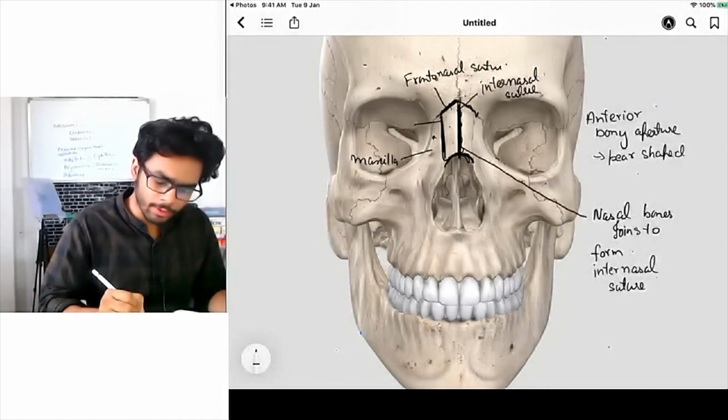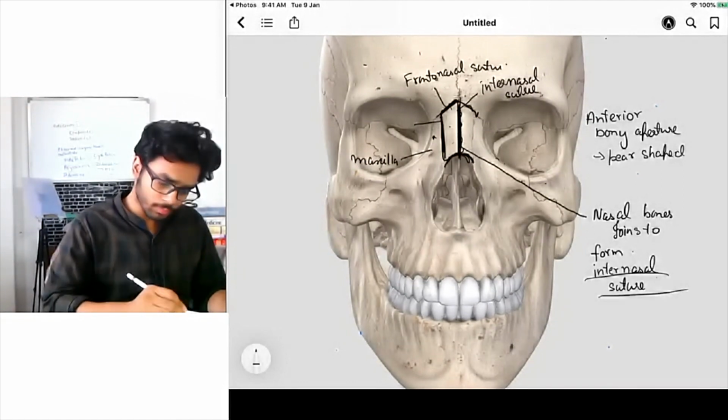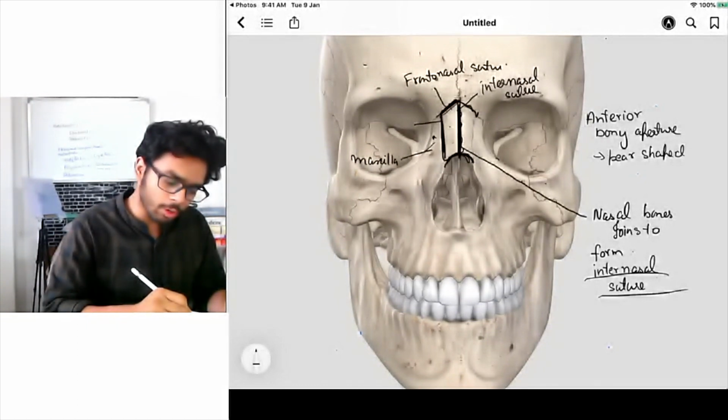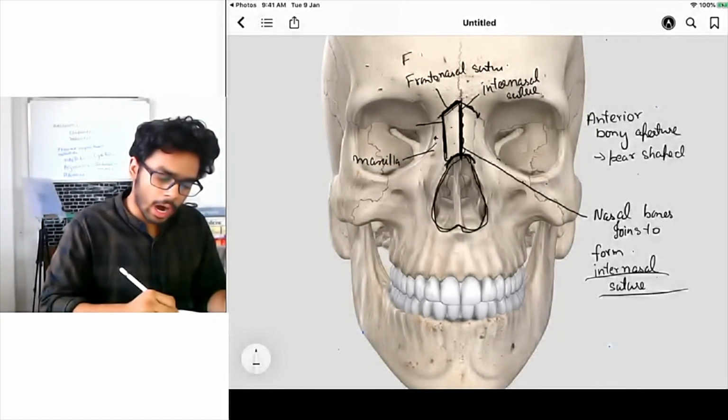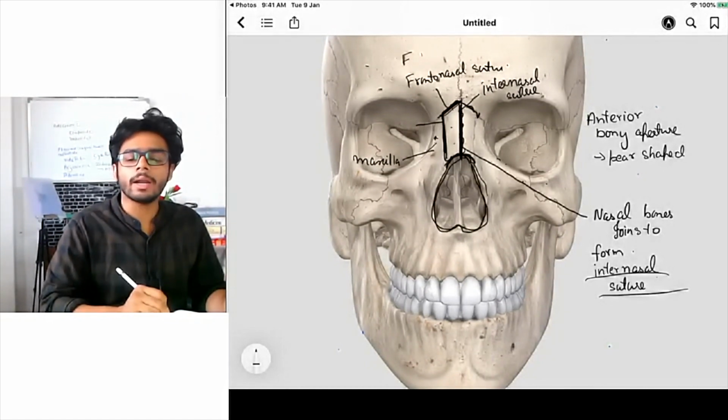Anterior side, which articulation? Internasal suture. Posteriorly, it articulates with the maxilla. Superiorly, there is articulation with the frontal bone, and so the suture is known as frontonasal suture. And in this part, what is filled here? Cartilage is present. Okay, cartilage is present.